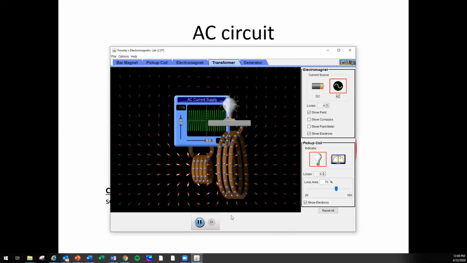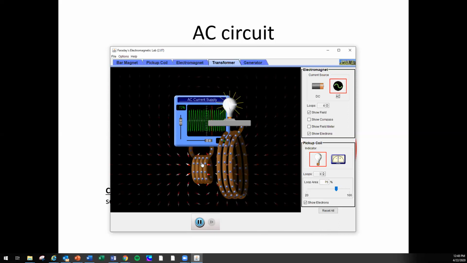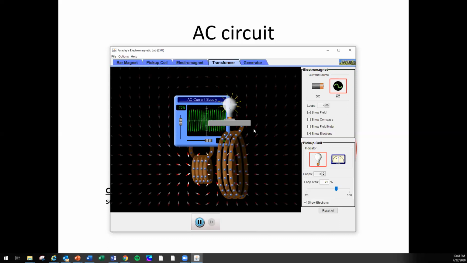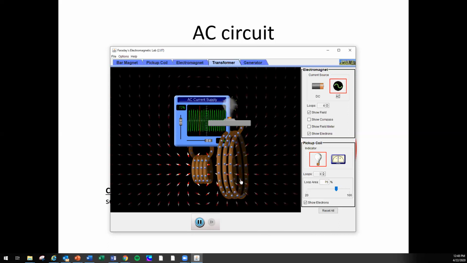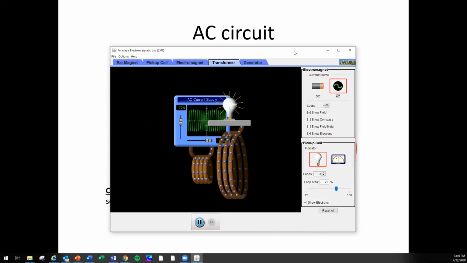And so what we see here is an example of a transformer, and we're going to investigate that further later on within the program. But a transformer will take an AC source and, depending on how many loops I have on the secondary, provide a different voltage to a load.